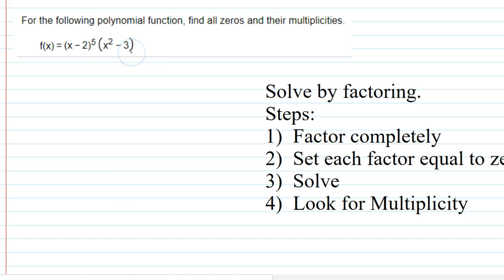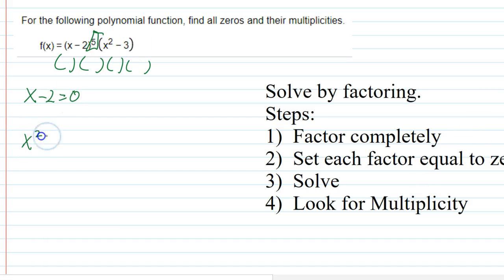Here's another one, a little bit different, pretty similar. We have x minus 2 raised to the 5th power. Well, that means we're going to have 5 of these x minus 2s. Now, I'm not going to write them all out. We simply know it's a 5th power, so we're going to have a multiplicity of 5. X minus 2 is equal to 0.